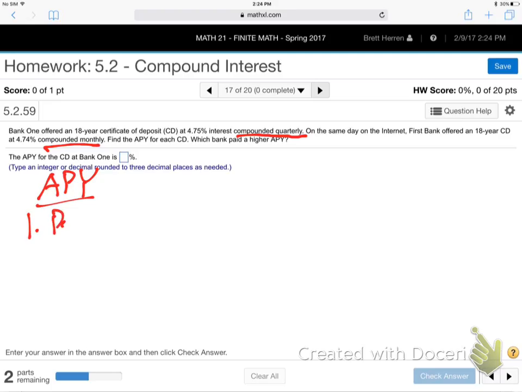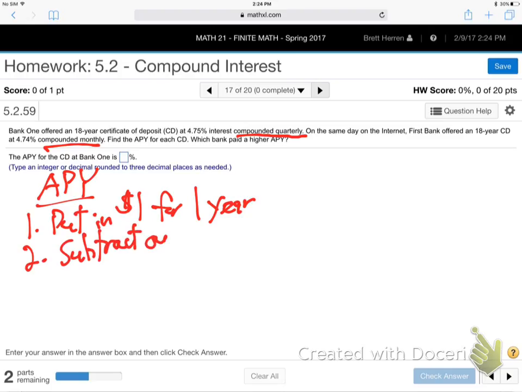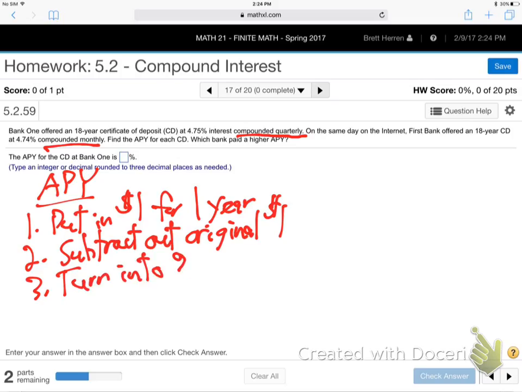We put in $1 for 1 year, because that's what annual percentage yield means. It means annual, 1 year, what's it going to be yielding. So put in $1 for 1 year, then subtract out your original dollar and turn it into a percentage. So there's how we do annual percentage yield again. So do that for both of these accounts to see what they really yield.